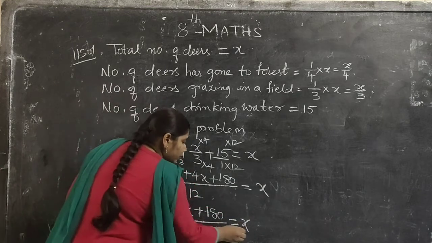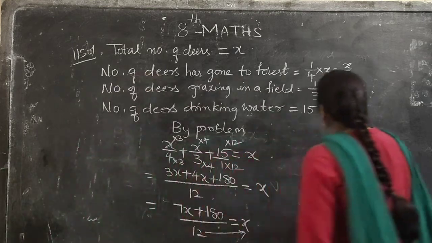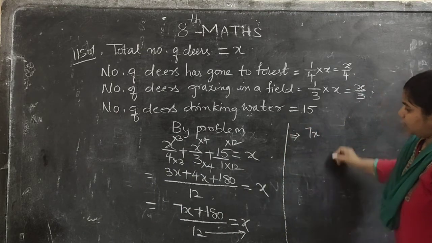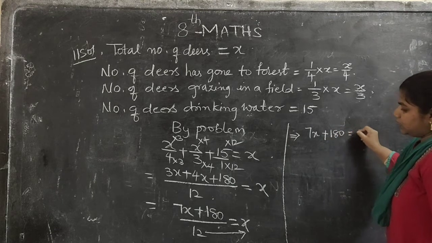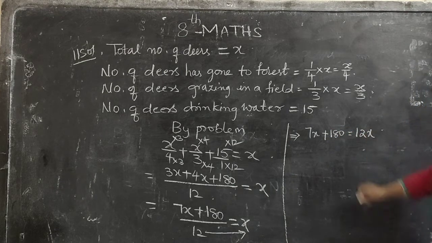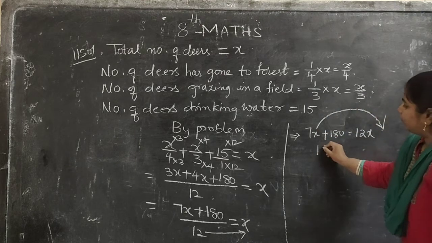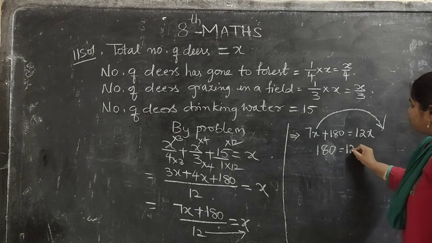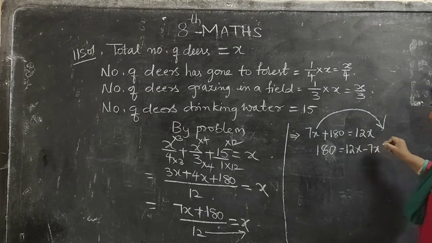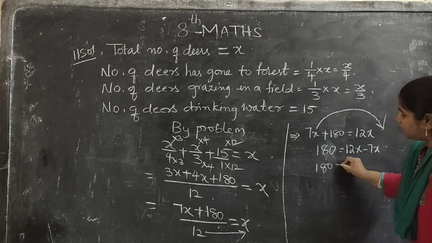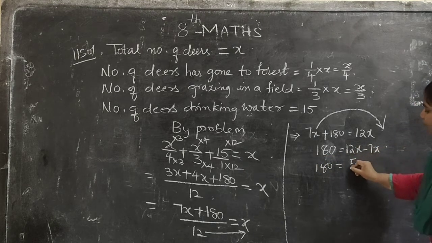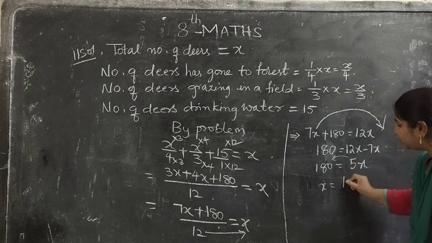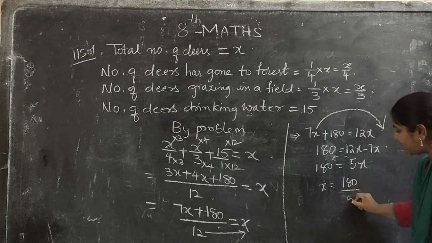Now take this 12 to other side, that will be in the form of multiplication. So 7x plus 180 is equals to 12x. Transpose 7x to other side, that is 180 is equals to 12x minus 7x. So 180 is equals to 12 minus 7 will be 5x. Now send this 5 to other side, that will be in the form of division. So x is equals to 180 by 5.